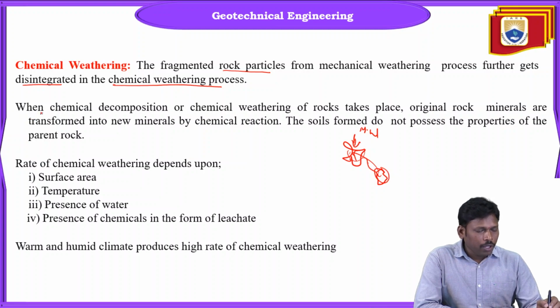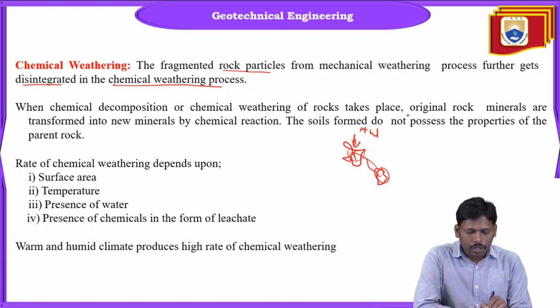Due to chemical weathering, some new deposit is formed from the deposit which was formed by the mechanical weathering. So when chemical decomposition or chemical weathering of the rock takes place, original rock minerals are transformed into new minerals by chemical reaction. Here some chemical reactions will change, and the mineral compositions also change. So in chemical decomposition or chemical weathering of rocks, original rock minerals are transformed into a new mineral by the chemical reaction.